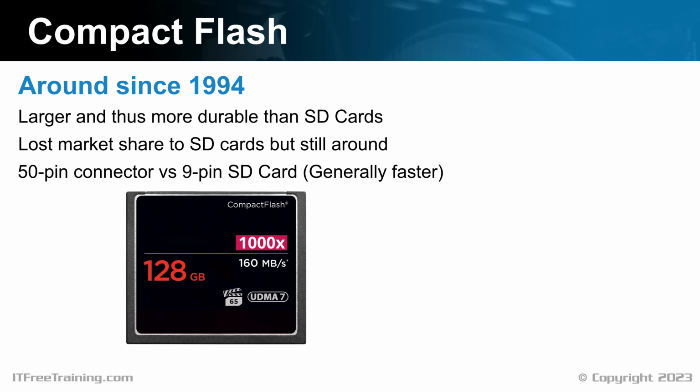When looking at compact flash, there are a few things to look at to give you an idea of what you're buying. The simplest is the capacity. In this example, 128 gigabytes. Essentially, this is how much data can be stored on the compact flash.